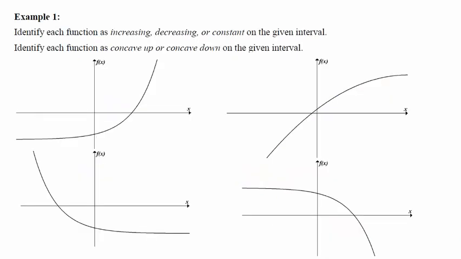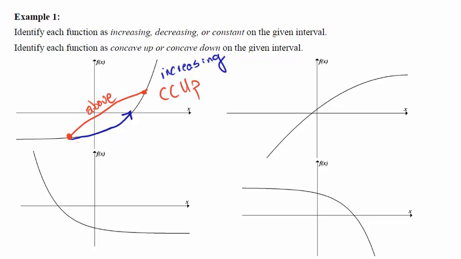All right, so let's see if we can identify whether each of these graphs are increasing, decreasing, or constant, as well as concave up or concave down. All right, so for this first one in the top left, if I move left to right, I'm going uphill. All right, so that is increasing. And then if I take 2 points on this curve, maybe this one and this one, and I connect these two, assuming I can draw a straight line, that is above my curve, so this is going to be concave up.